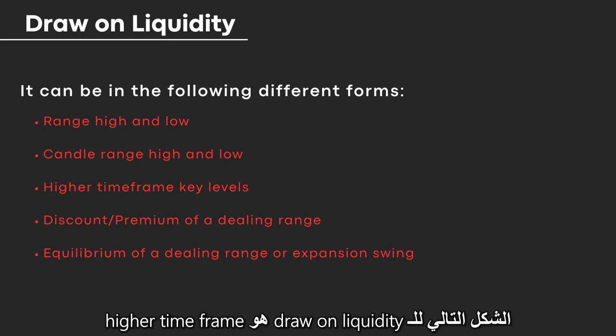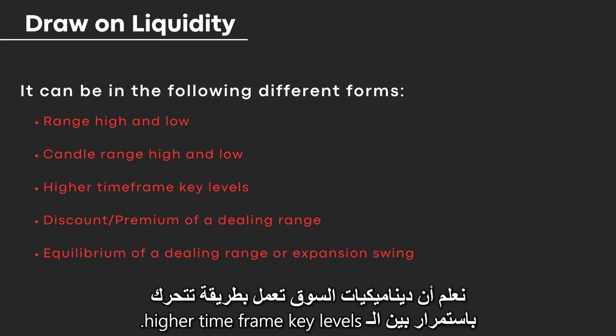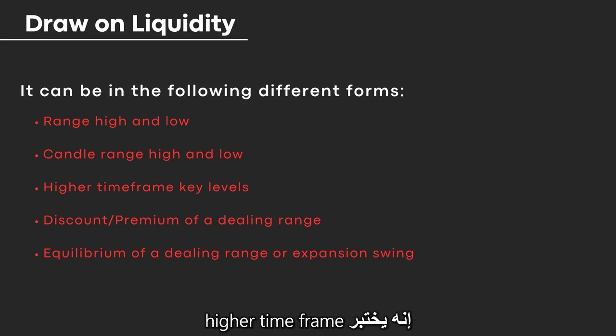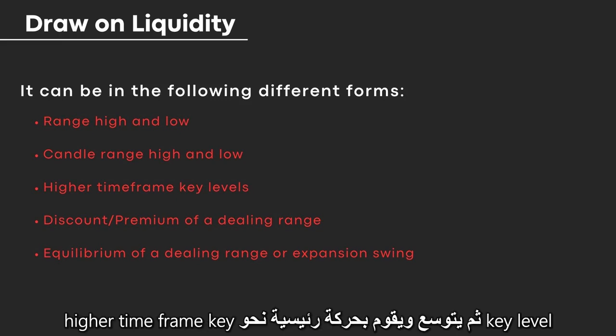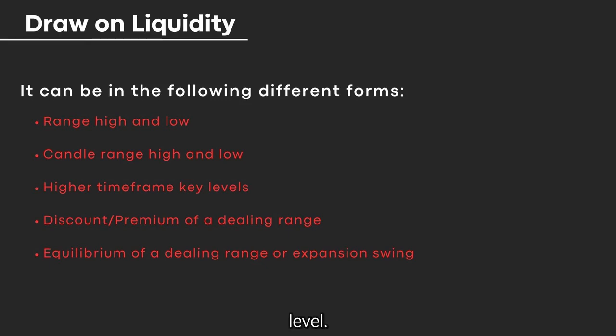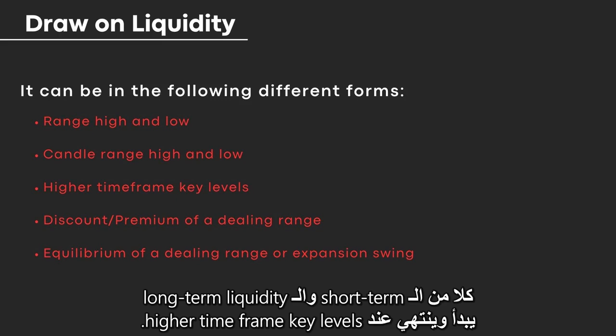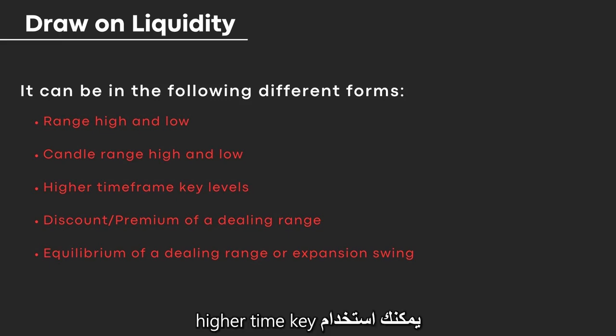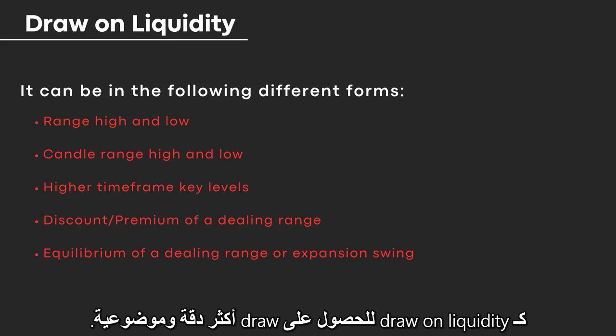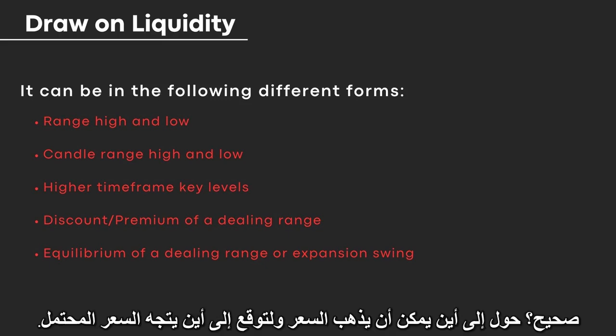The next form of drawn liquidity is higher time frame key levels, right? Now we know that market dynamics works in such a way that price consistently moves between higher time frame key levels, right? It tests one higher time frame key level and then expands and makes a major move towards another higher time frame key level. And both types of liquidity, both short term and long term liquidity, both initiate and end at higher time frame key levels. So based on this fact, you can use higher time frame key levels as your drawn liquidity for a more refined and objective draw, right? As where price could go to and to anticipate where price is potentially headed.